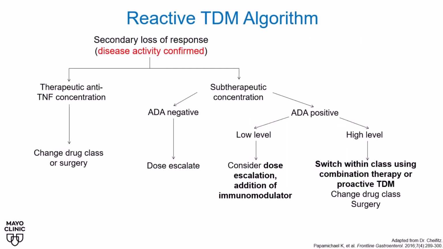So what does this look like in practice? And I'll ensure that I share a PDF of these slides so it's easier for you to view. But secondary loss of response, we've just identified that this patient has disease activity, right?